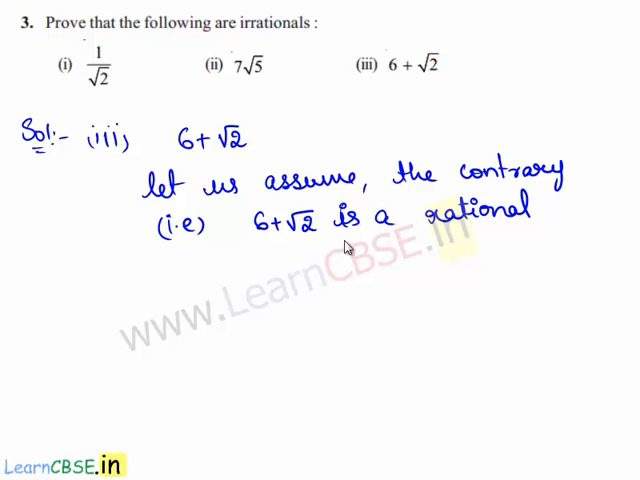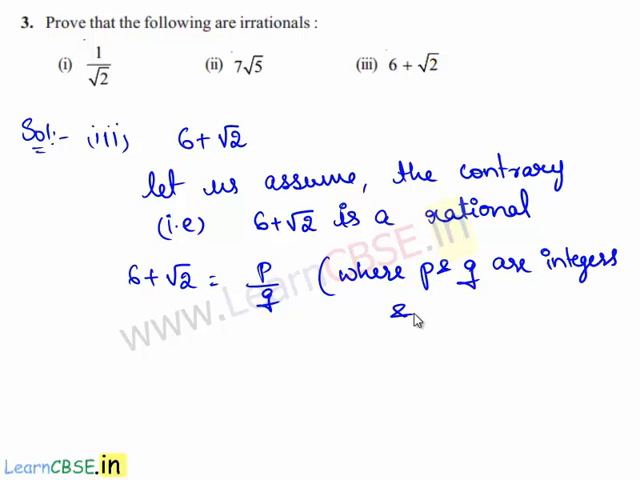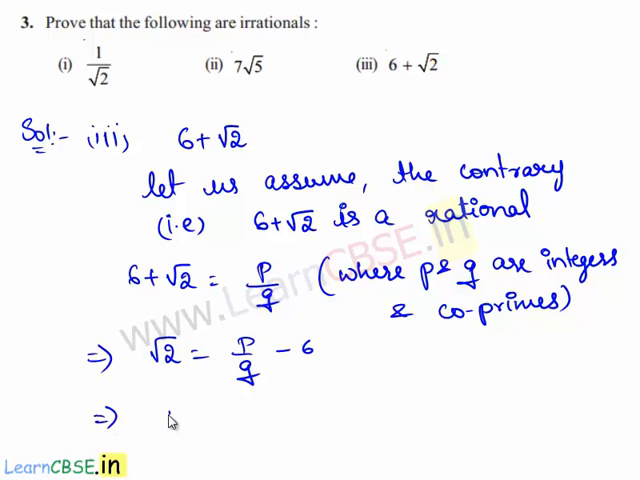6 plus root 2 is a rational number. Since we have assumed that 6 plus root 2 is a rational number, it can be written in the form of p upon q, where p and q are integers and also co-primes. On transposing 6 to the right hand side, we have root 2 is equal to p upon q minus 6. Taking q as LCM, root 2 is equal to (p minus 6q) upon q.